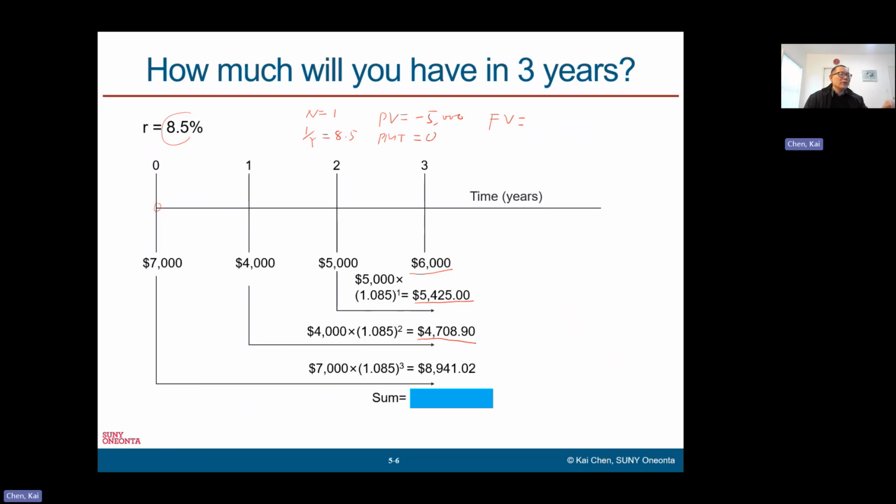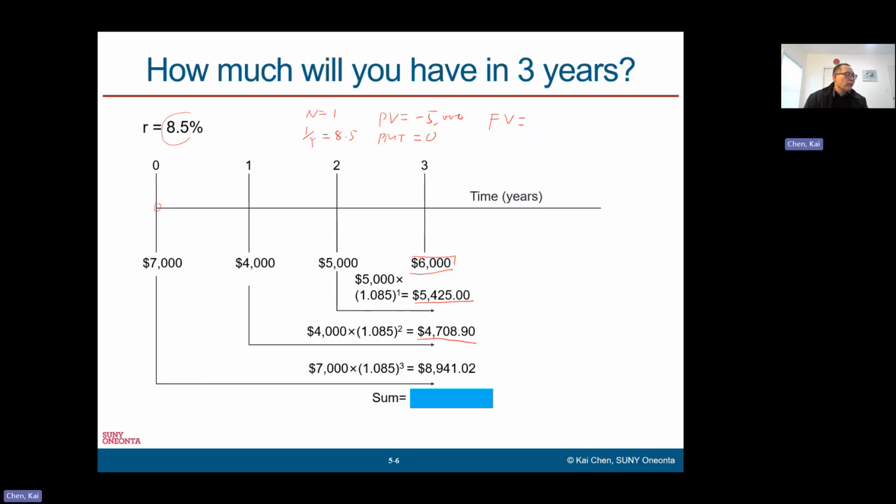Now, how about this one? You save $6,000 into your bank account. You want to know the future value immediately of these $6,000. Just as I said, there is no time for the value of this investment to grow because the holding period is 0. So for these $6,000, the future value is itself.